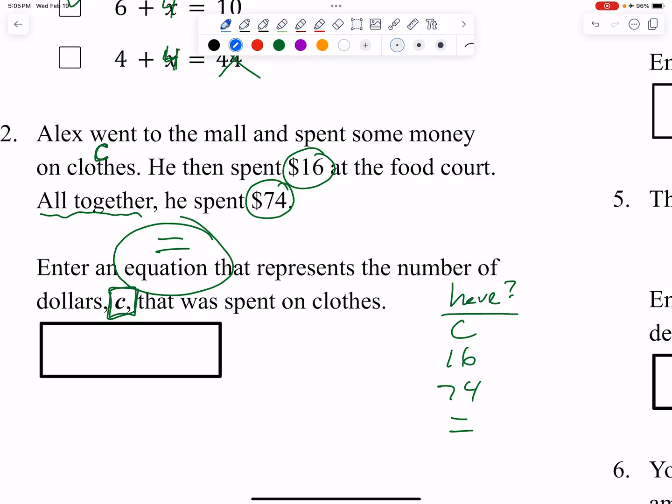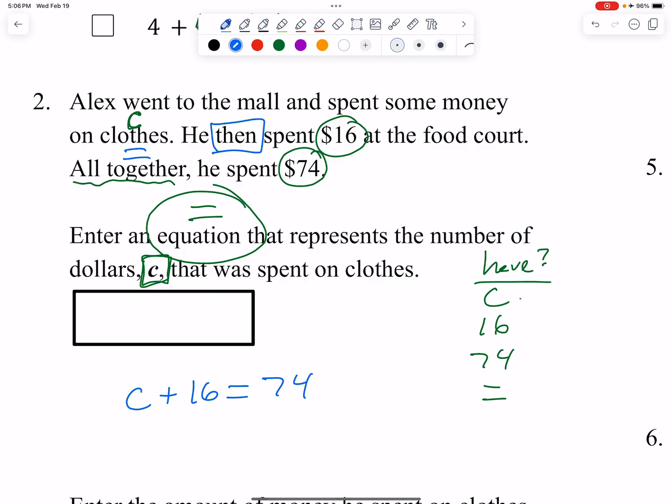So Alex went to the mall and spent some money. That money was C. So there's my C. He then spent $16. What do you think you're going to do with the 16? Are you going to add, subtract, multiply, or divide? You're going to add another $16 at the food court. Altogether, he spent $74. So altogether means that's going to be a total of 74. Let's look. Did I use all the things I have? I used the C, the 16, 74, and the equal sign. So I think I'm happy with this. C plus 16 equals $74.